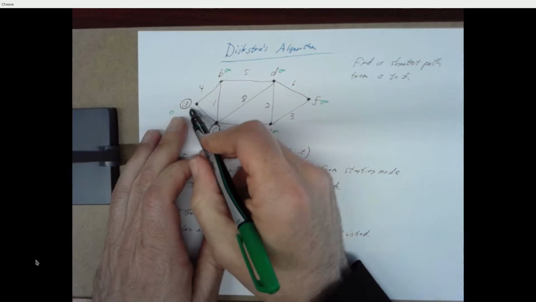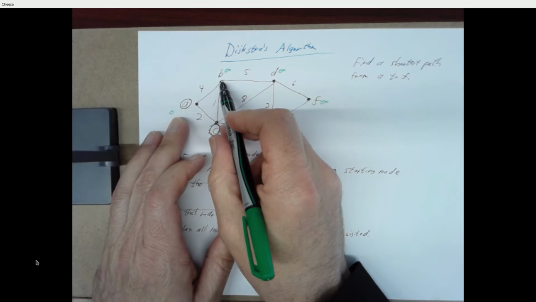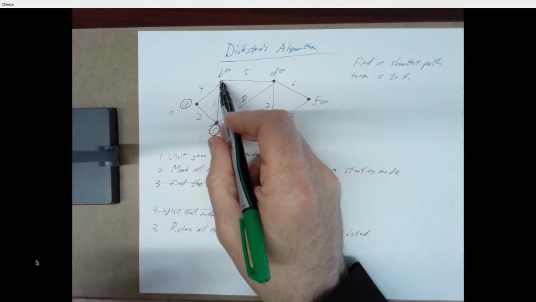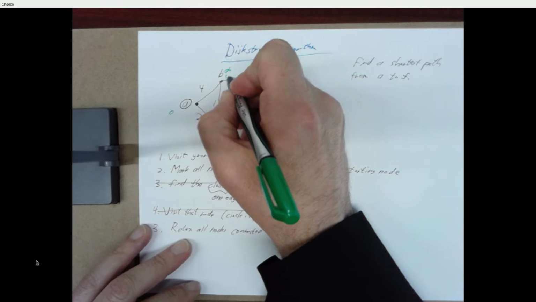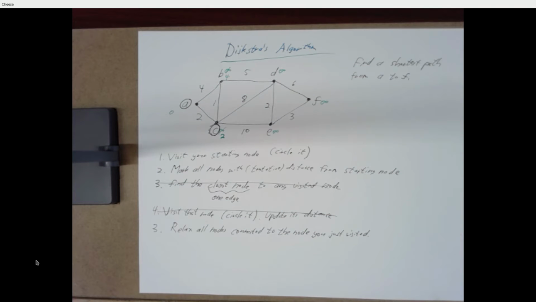And similarly, from node A, we can travel a distance 4 to B. So we know we can reach B with a distance of 4. And that's better than infinity, so we're going to relax that distance down to a 4.